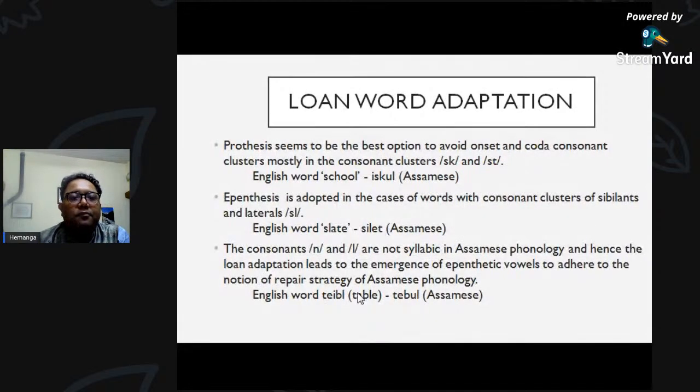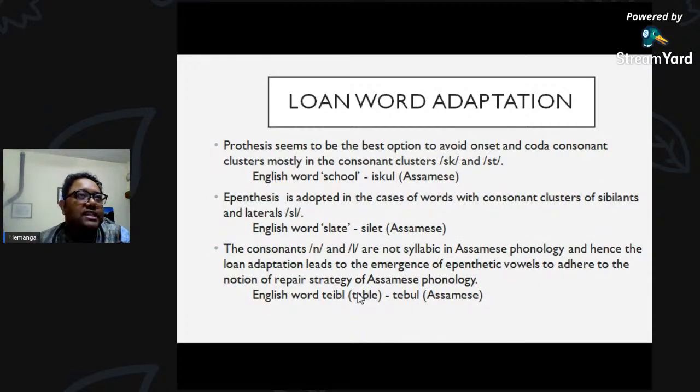Then comes prothesis. It seems to be the best option to avoid onset and coda consonant clusters, mostly in the consonant clusters SK and ST. The English word school, most Assamese speakers will say is-cool. Then epenthesis also happens. If the consonant cluster is broken and one segment is inserted between the two consonants, it becomes epenthesis. So most of the time it's slate, silet in Assamese. So silet is becoming a kind of Assamese word.